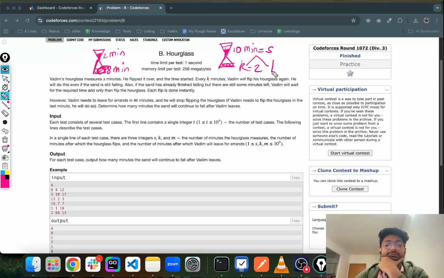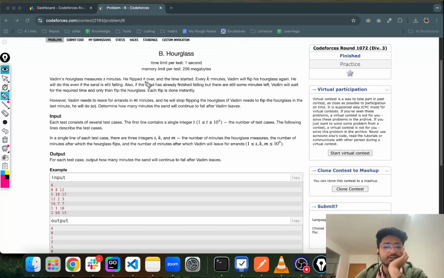But if k is larger than s, let's assume s is 10 minutes, but you flip it after 15 minutes. So even if the hourglass finishes after 10 minutes from here to here, you will not flip it. You will wait for 15 minutes because then only you will flip it and then you restart. So this is what it is said here, that although the sand is already finished falling, Vadim will wait for the required time and then only flip it. Each flip is done instantly.